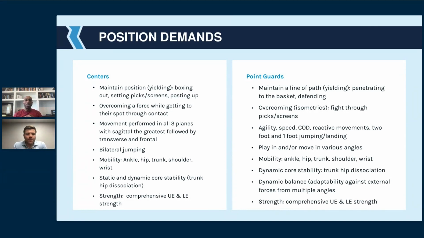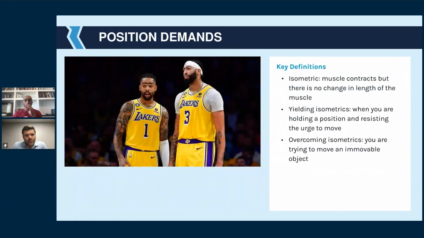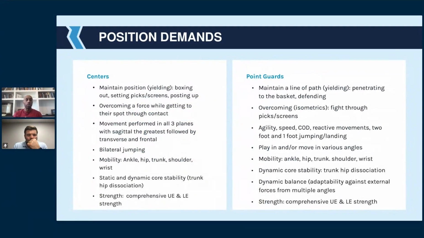And then as far as core stability goes, for my centers, I like static. Like I go heavy on static. Why? Let me go back and show you. A lot of the programming that I would do for static would be your yielding isometrics. I want them to be able to hold a position and not move against the external force, right? And so my static, I want them to be strong in position compared to my guards.